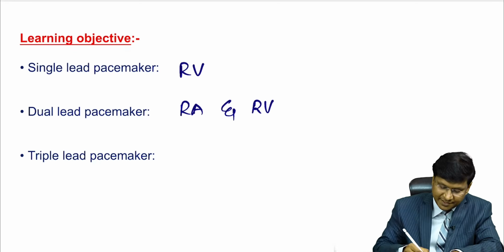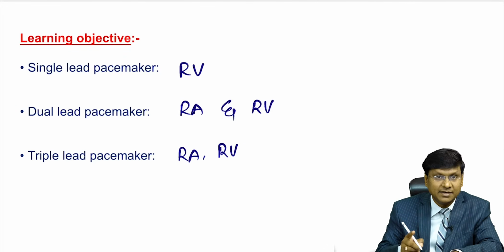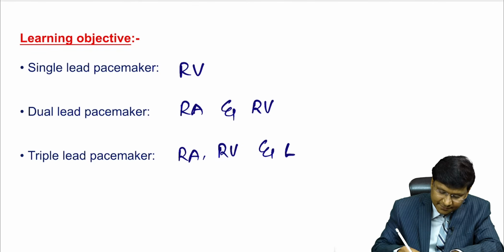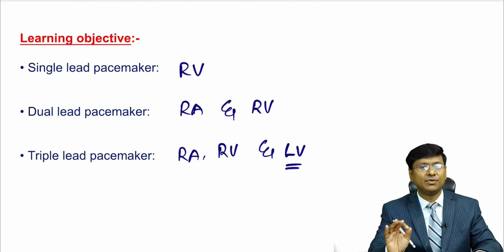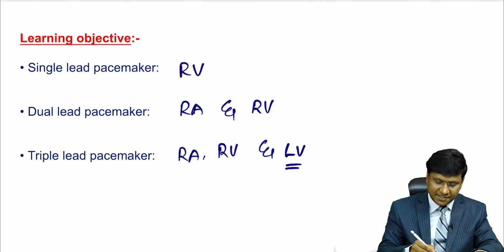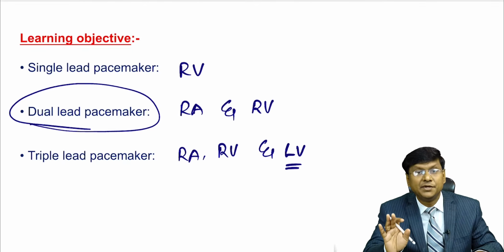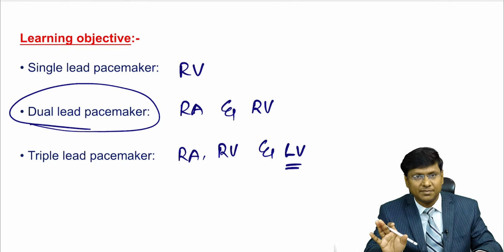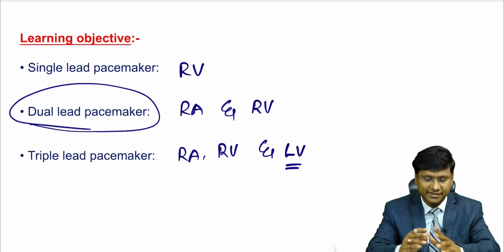The triple lead pacemaker is placed in the right atrium, right ventricle, as well as the left ventricle. So this is about the single lead, dual lead and triple lead pacemaker, but the one which has been followed very commonly in recent times is the dual lead pacemaker, and it has been found to have a very good outcome as well.